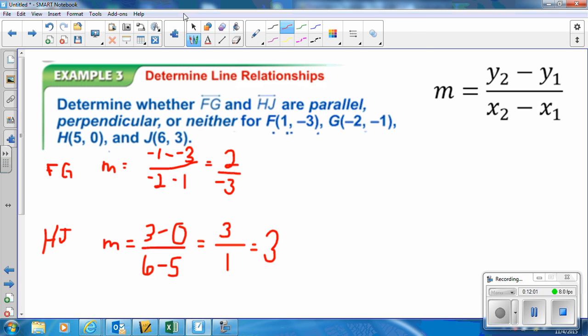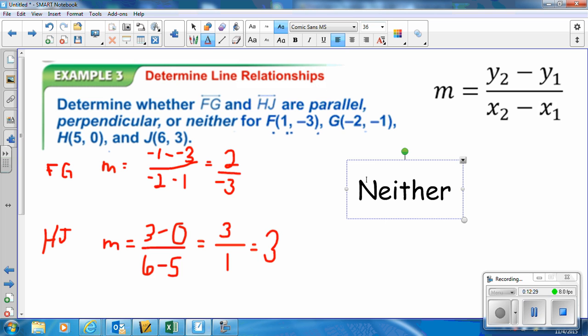So, parallel, perpendicular, or neither? Well, let's compare my slopes. -2 over 3, and 3. Well, I have opposite signs, so maybe it could be perpendicular. But I don't have the inverse. 3 over 1 is not the inverse of 2 over 3. If I had instead -1 over 3, that would work, but that's not what I have. So my answer here is going to be neither. They're not opposite inverses, and they're not the same as each other.